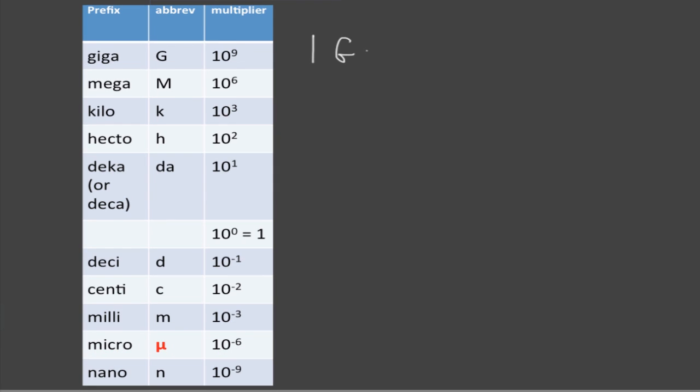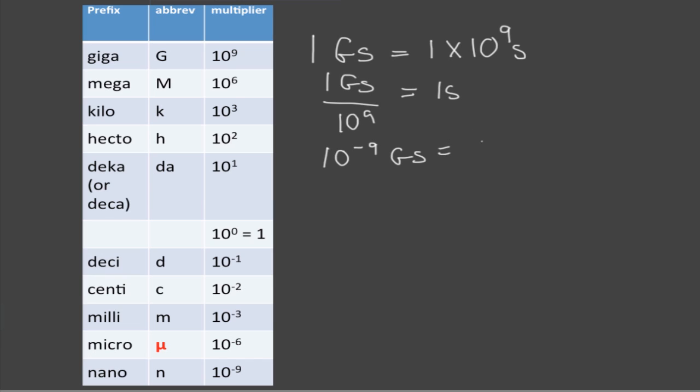Now let's do some simple conversions. 1 gigasecond is 10 to the 9 seconds. 1 gigasecond divided by 10 to the 9, therefore, is 1 second. Writing that another way, 10 to the 9 gigaseconds is 1 second. Now you must be able to write this relationship in both of the ways just underlined.